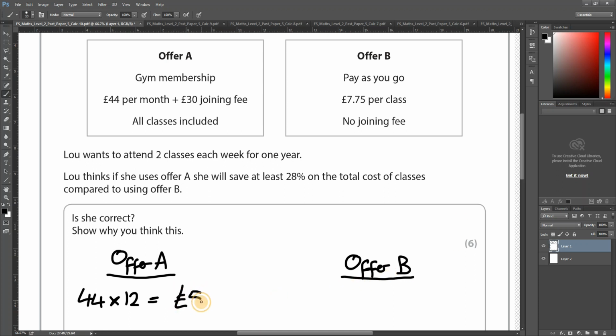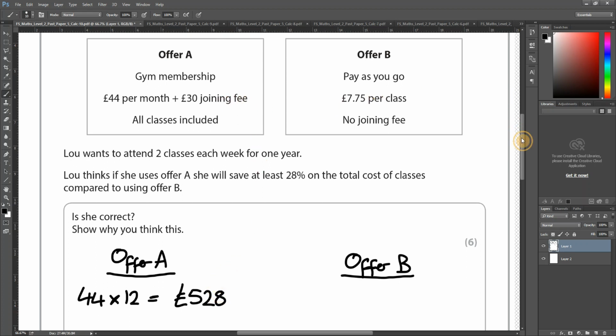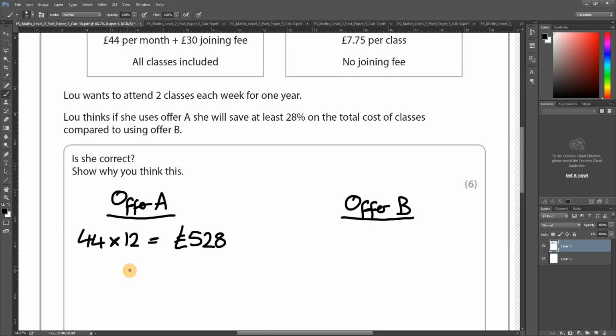£528 plus the £30 joining fee. That's just a one-off cost of £30. So I need to add 30 to that, which gives me £558. Okay, and that's for all the classes that she wants. She only wants 2 classes per week, so that's good enough. So offer A should get this answer.